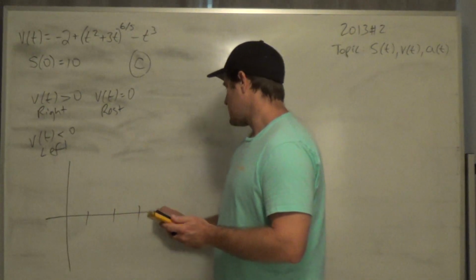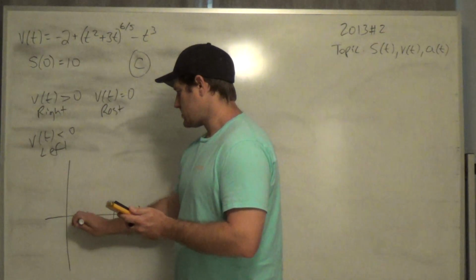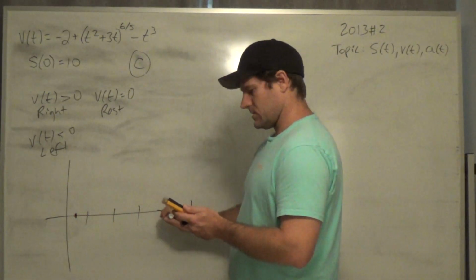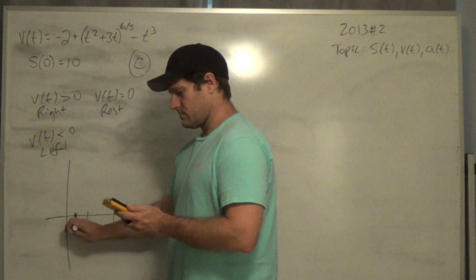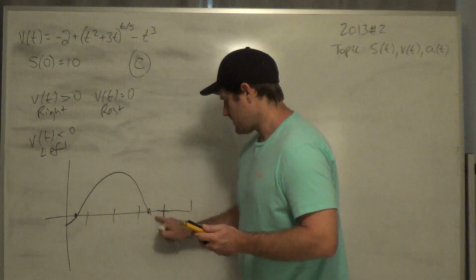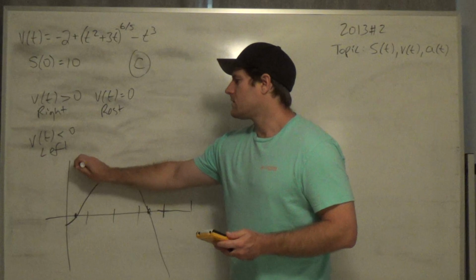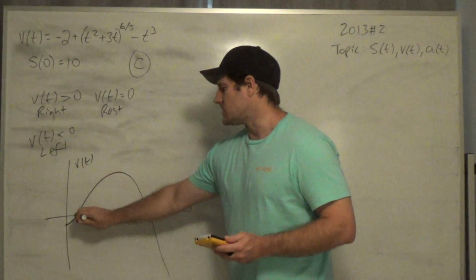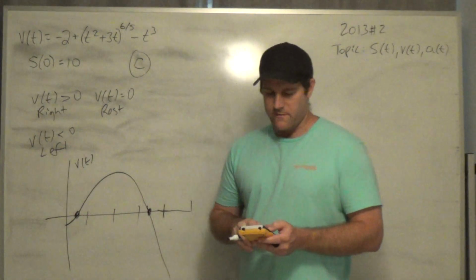1, 2, 3, 4, 5, here-ish, and here-ish, and the graph looks a little bit like this. Oops, sorry. It goes down much more severely. But anyways, this is my graph of velocity. So I need to figure out what are those 2 points. So I'm going to find the zeros of the graph.